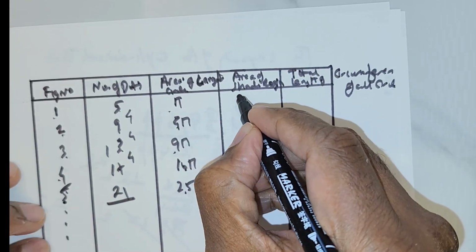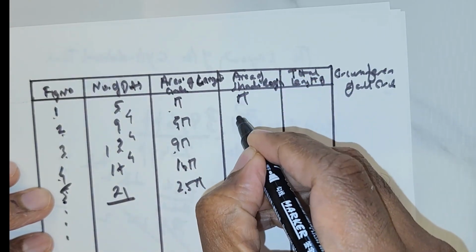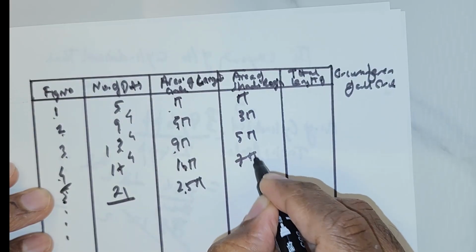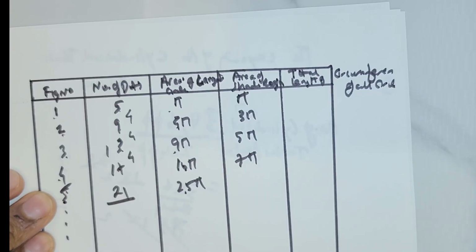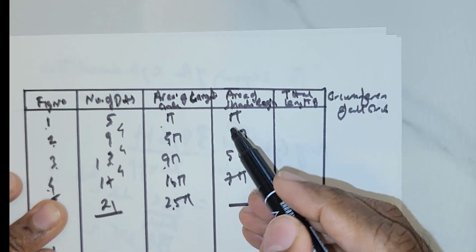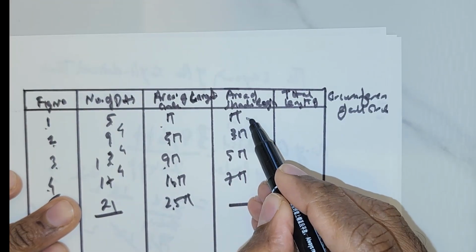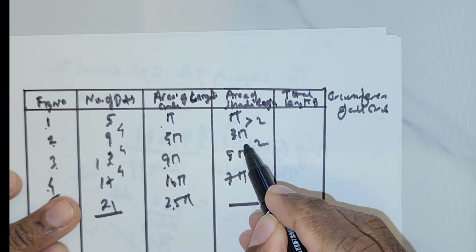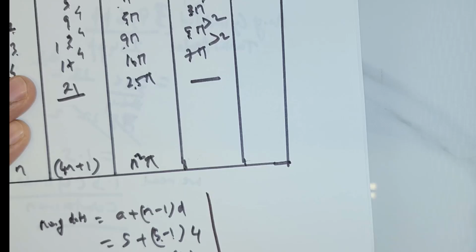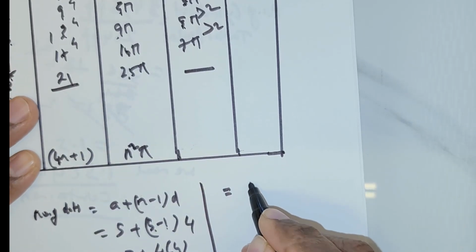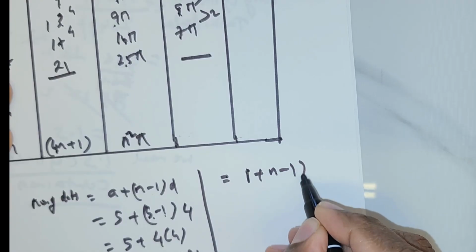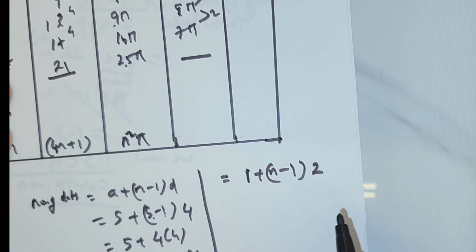Now having got that, let's move on. This is the area of the shaded region. You have a pi here, you have 3 pi, you have 5 pi, you have 7 pi, and you have to get this value of the area. What should be the area? Now between 1 and 3 you have that common difference 2, between 3 and 5 common difference 2, between 5 and 7 common difference 2. So I'm going to use the same thing. So the first value a is 1, and (n minus 1) times d, common difference is 2.